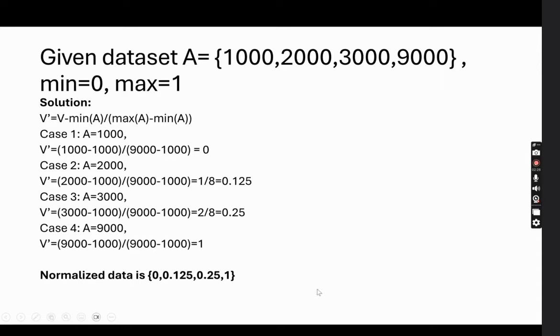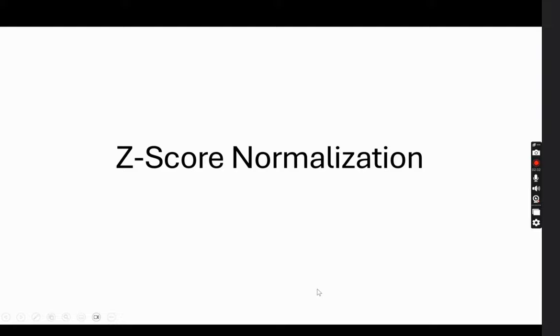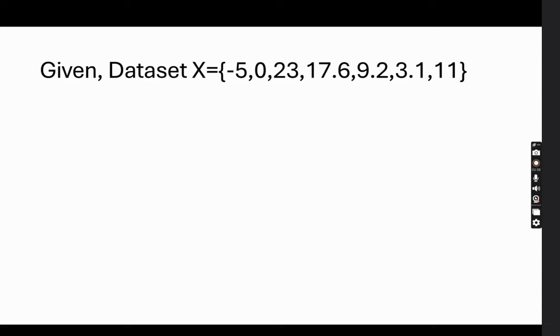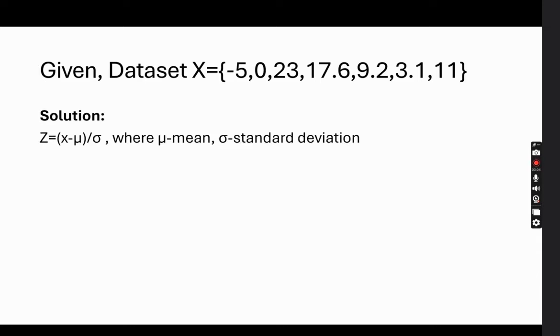So next one is z-score normalization. This is another normalization technique used for calculating the normalized data for the high dimensional data set. So here let us consider the given data set. X is equal to -5, 0, 23, 17.6, 9.2, 3.1 and 11. And this is a data set, and the variations between the data are large. We have to normalize the data so that we can get useful information from the data set.